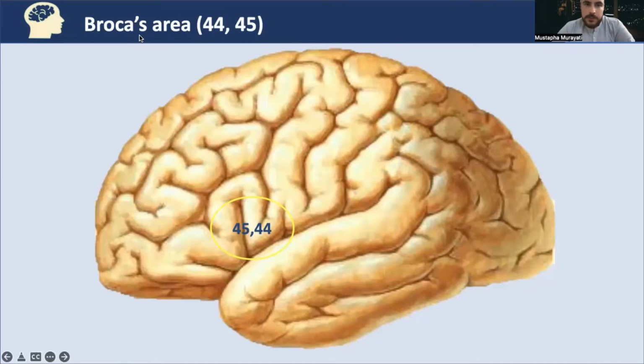Okay. One of the most important cortical areas also is Broca's area, which is the motor speech area, areas 44 and 45. It is represented here in the inferior frontal gyrus. Actually, it's part of the pars opercularis and pars triangularis, but not the pars orbitalis. Okay, it is just superior to the margin of the sylvian fissure.